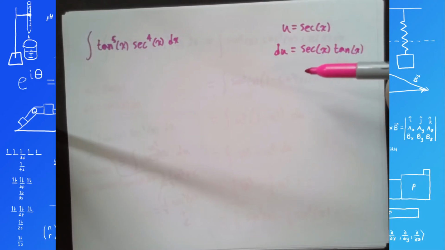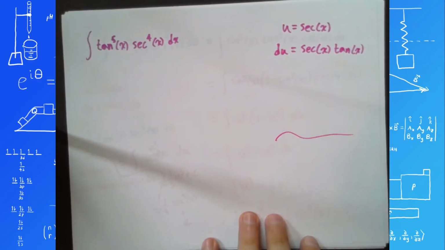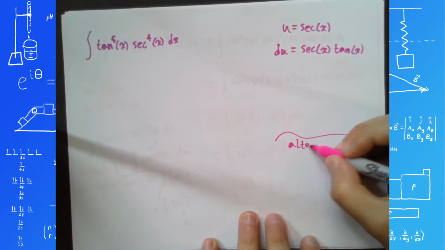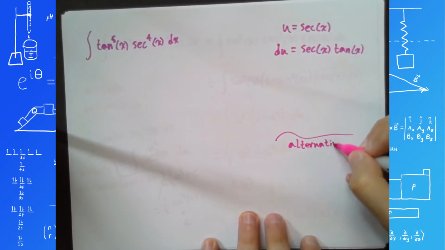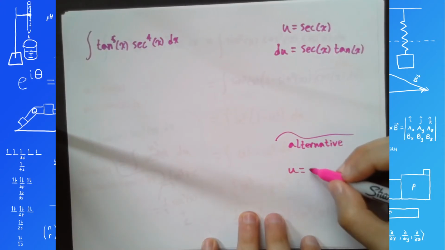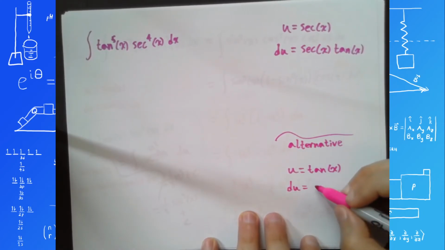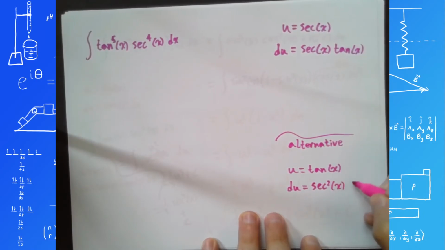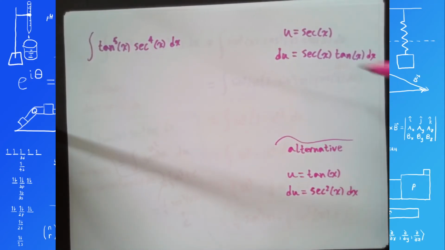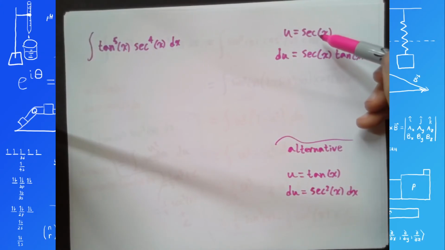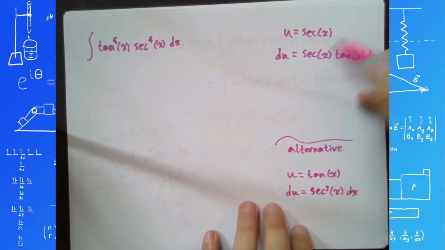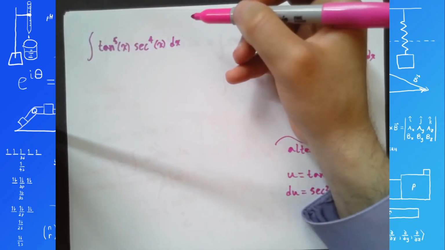Though, I guess, if we did use u equals tangent, that can also work. So, alternatively, we could use u equals tan of x and du equals secant squared of x dx. I keep on forgetting the dx is here for some reason. Yeah, I can see both of those working, because if you use u equals secant of x, then you have to take out a secant and a tangent with dx to get your du.